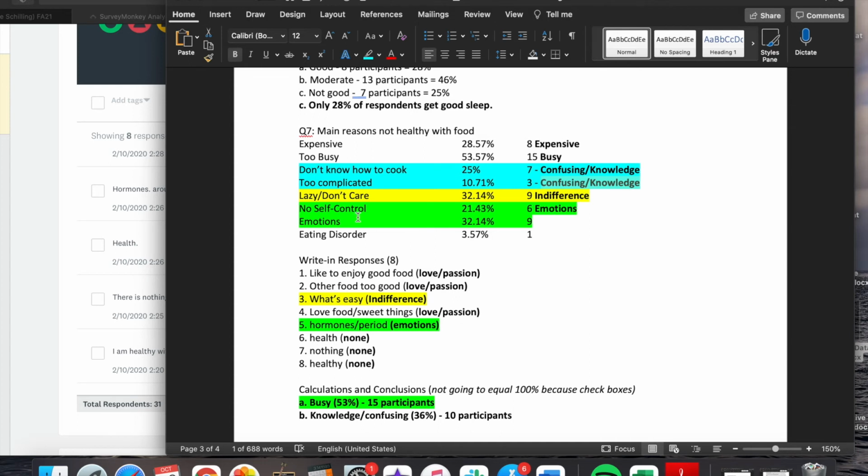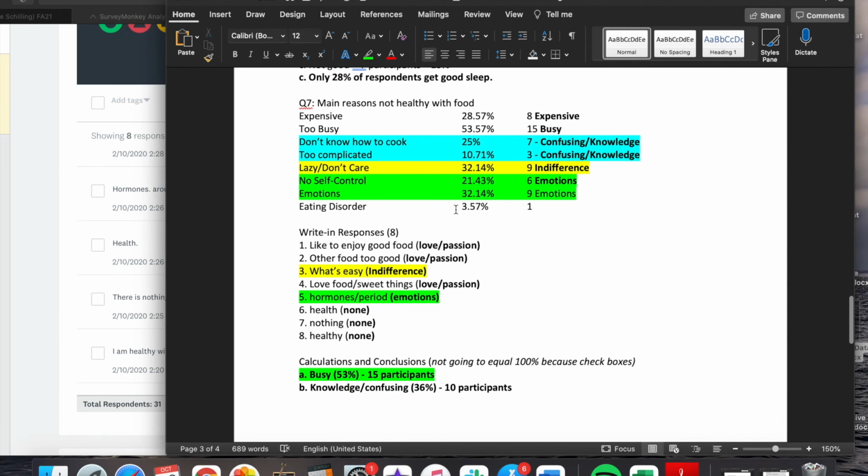No self-control. I noticed that I had this right here, this category of emotions, and I felt that I could probably re-articulate this no self-control as being emotions, because it is kind of emotional, right? If I don't feel like I have good self-control, that's kind of an emotional thing. I might feel something about it. Oh, what am I doing?